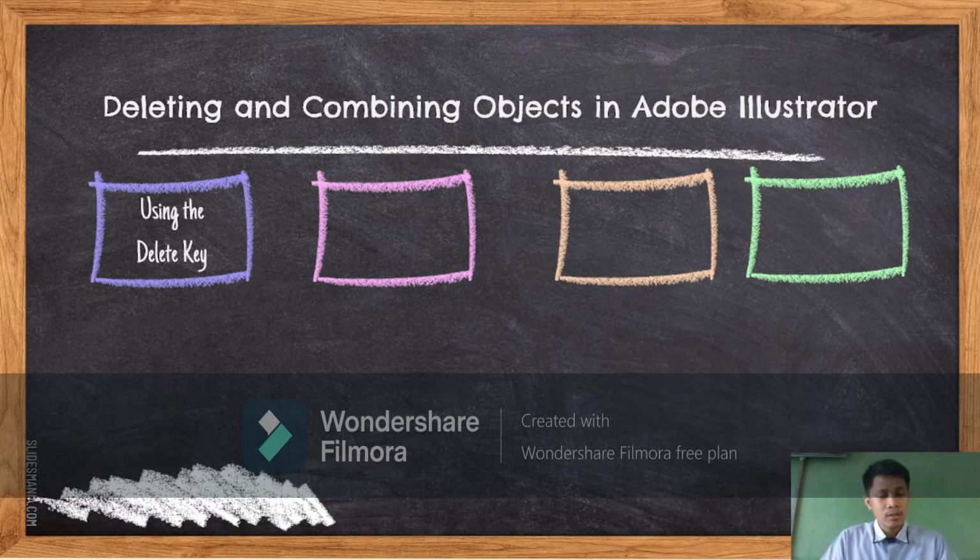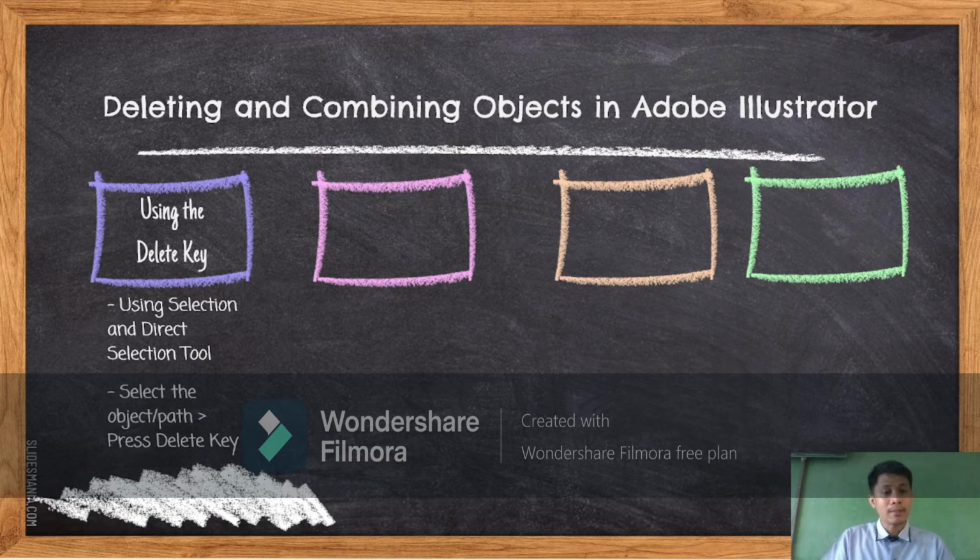So first tool is using the delete key. As you notice, you have your delete key on your own keyboard. Okay, but what are you going to use in order for you to perform deleting an object or shape using the delete key? So of course, you need to use the selection and direct selection tool. So later on, I will show you how to use this tool. And next, select the object or path and press the delete key.